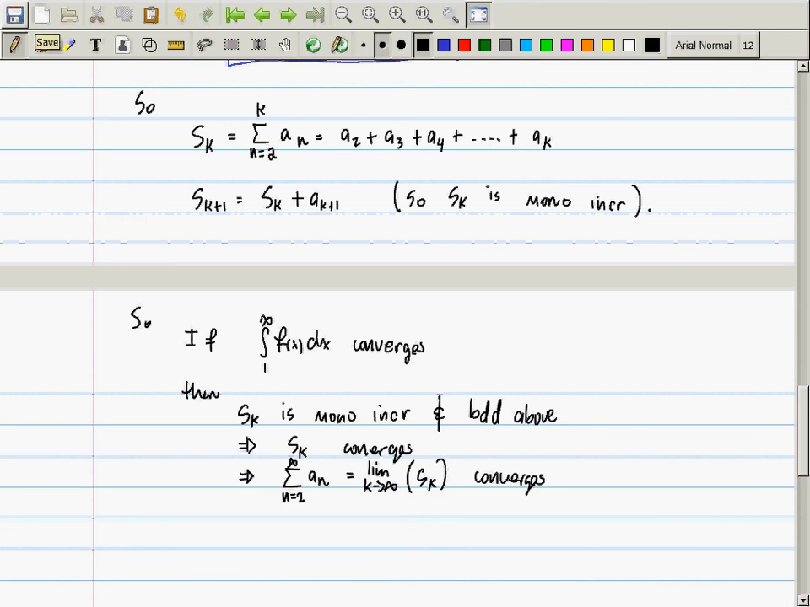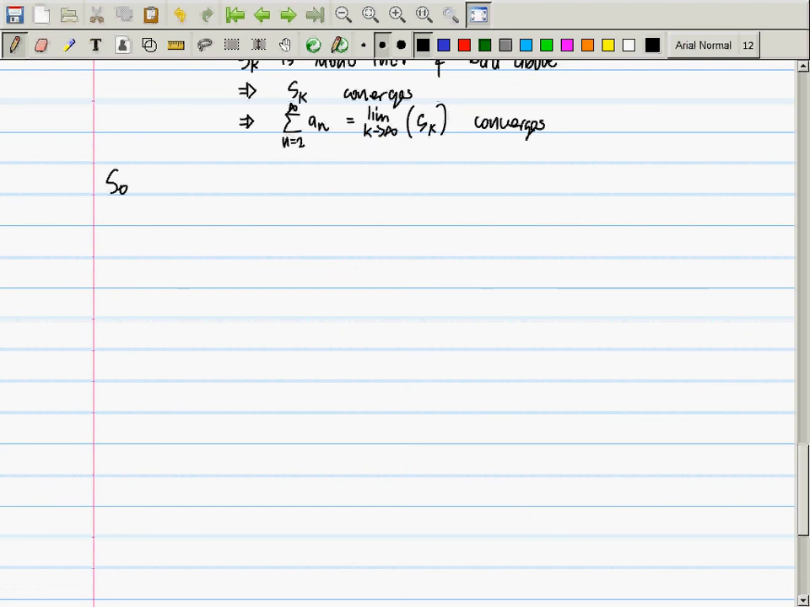Okay, so how far are we into this now? What we have all together as a community said is that if the sequence and the function share all of these properties, if the integral converges, then the series converges. Right? But we need to show that the reverse is also true. That is to say, if the series converges, then the integral must also converge. Okay, so now assume that the series converges.